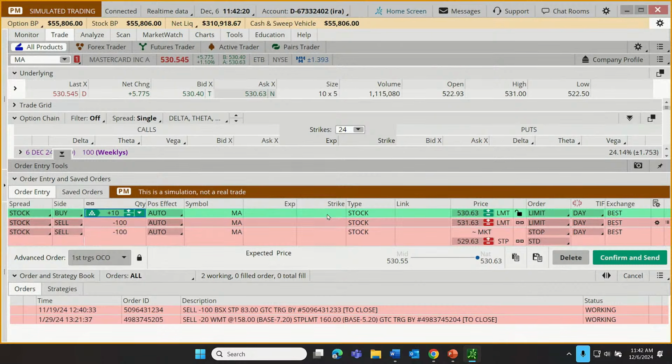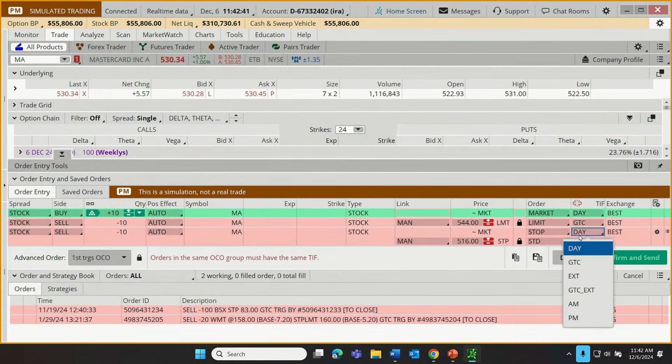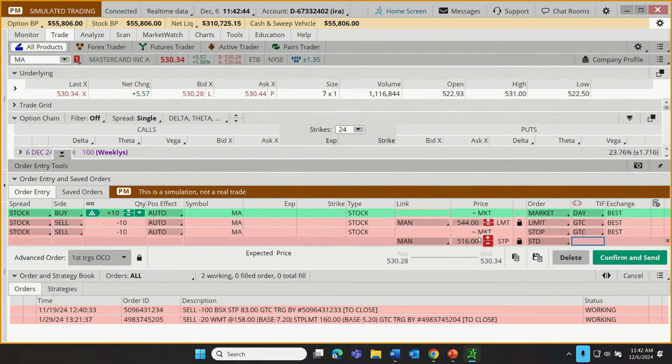How about we just do 10 shares since this is $530 stock? That's a $5,000-ish trade. I'm going to put in a market order with a plan to sell at a limit up there at 544. That's our target. And our stop down at 516. I'm going to make both of those good till canceled sell orders. And there's our trade plan. Let's click confirm and send.